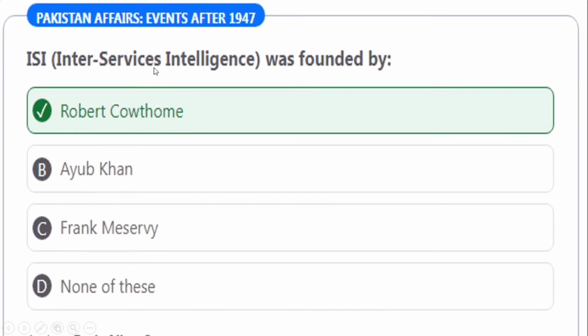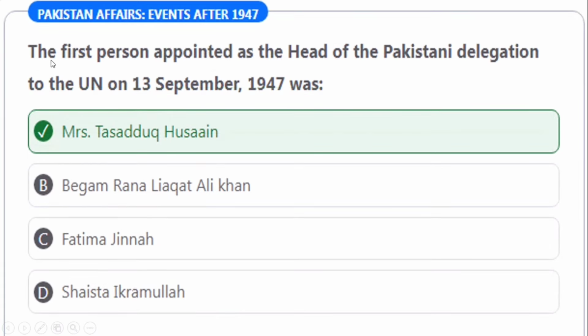ISI Inter Services Intelligence was founded in right option A, A number 1948. The first person appointed as the head of the Pakistani delegation to the UN on 13 September 1947 was right option A, A number Mrs. Tasadduq Hussain.